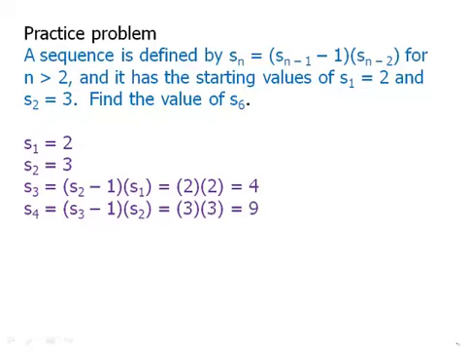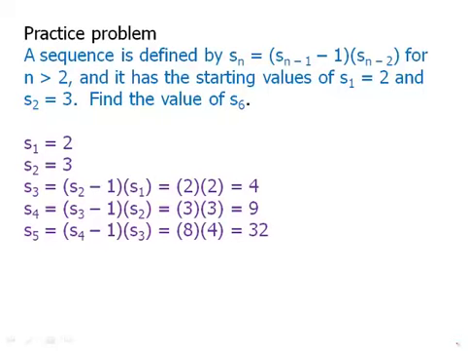That's interesting. It looks like we're getting squares. We wonder, will that pattern continue? The fifth term is going to be the fourth term minus 1, so 9 minus 1 is 8, times the third term, which is 4. 8 times 4, that's 32. So we don't continue with squares. It looks like they get bigger.